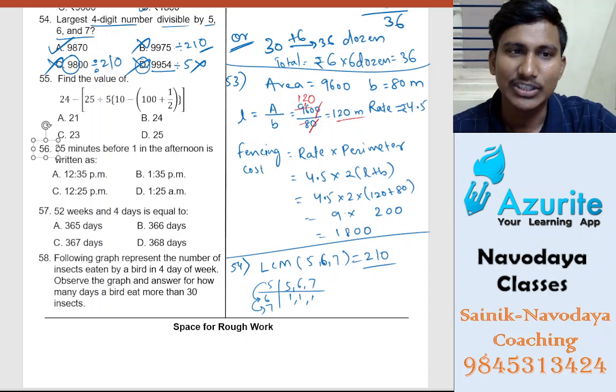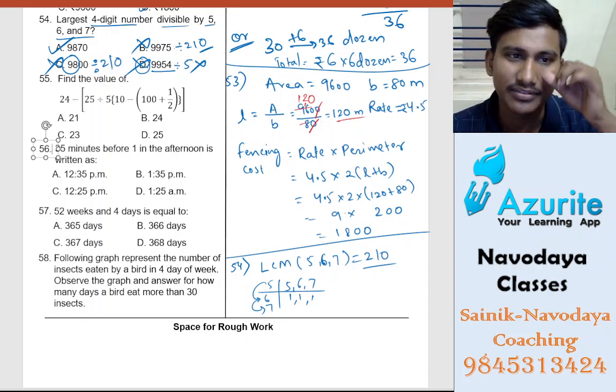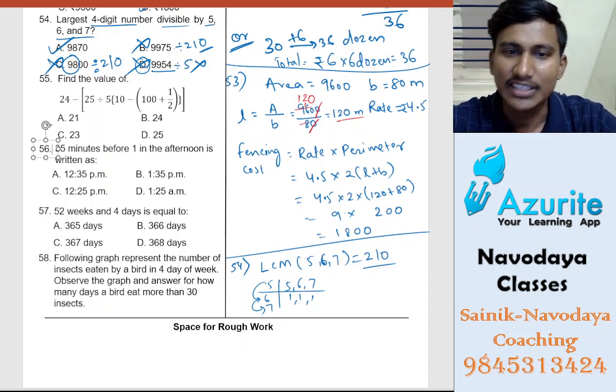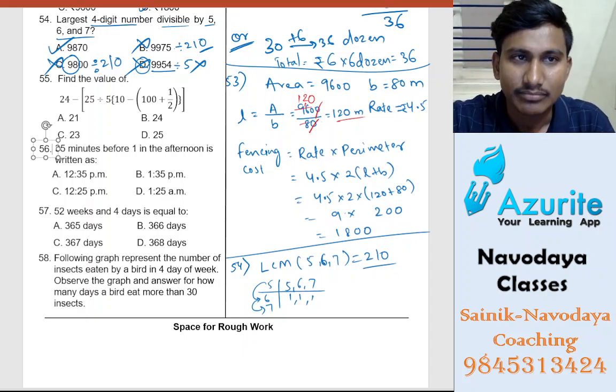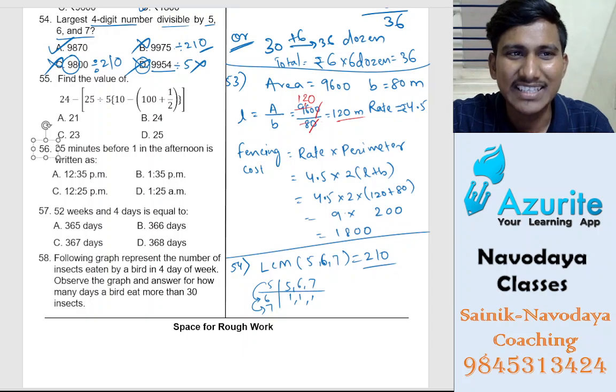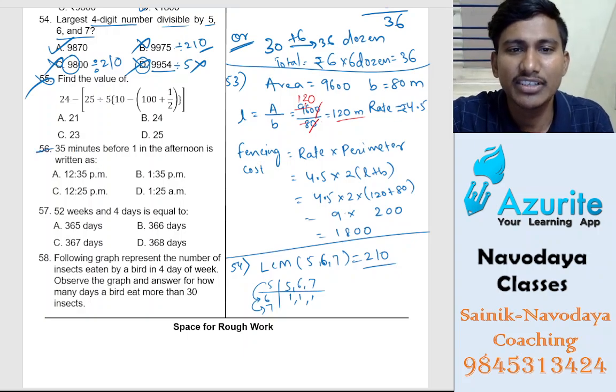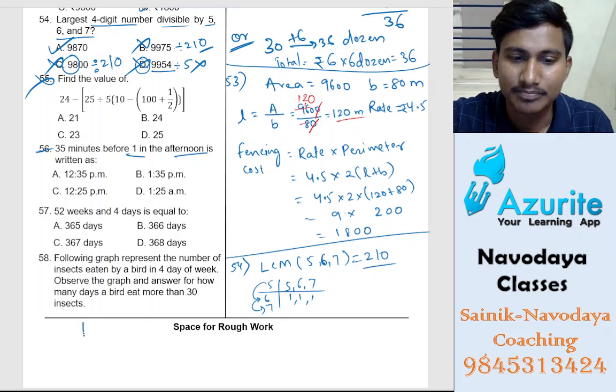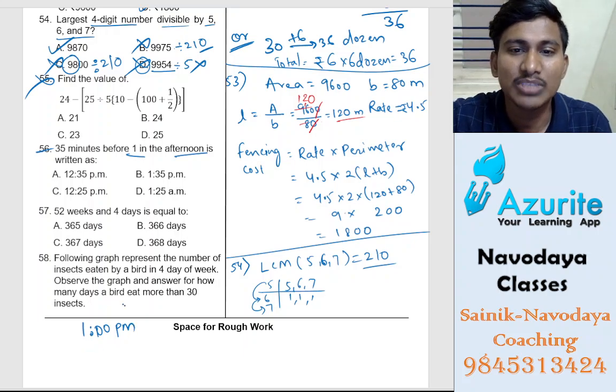Join once again. Okay? So see here, next question is 56 question. What is the answer here? 55 is not a proper question, so leave it. 56: 35 minutes before 1 in the afternoon. Before 1 in the afternoon means PM, right? 1 PM. Before that, how many minutes? 35 minutes.